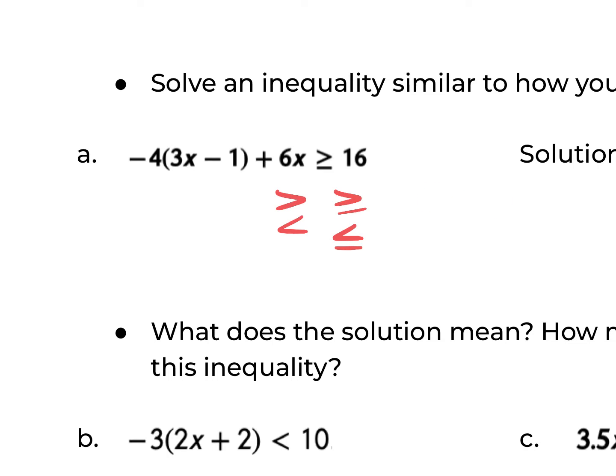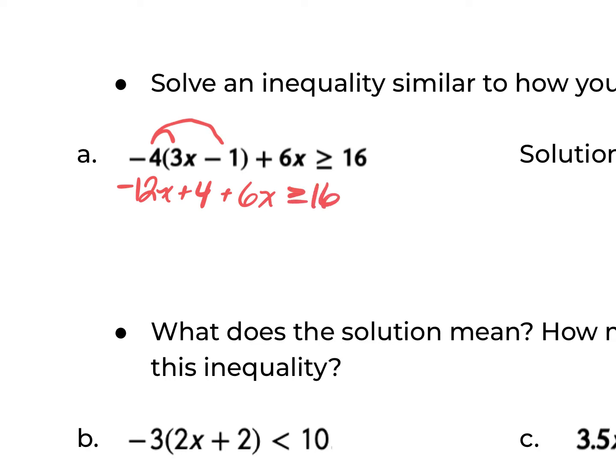Let's go ahead and work through this first one, and we'll talk about what the solution means when we get there. You solve inequalities similar in most ways to how you solve an equation. So if we were to start solving this as an equation, first we would distribute. Negative 4 times 3x is going to be negative 12x. Then negative 4 times negative 1 is going to be positive 4. That's going to be plus 6x is greater than or equal to 16.